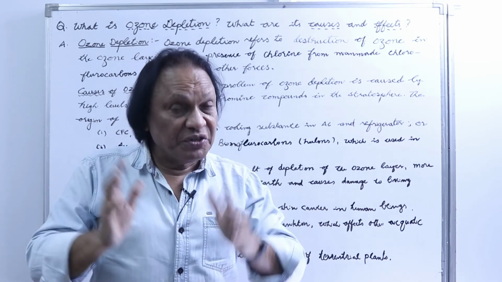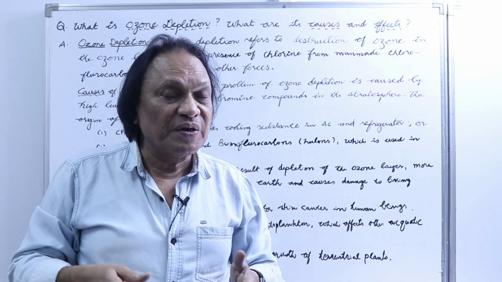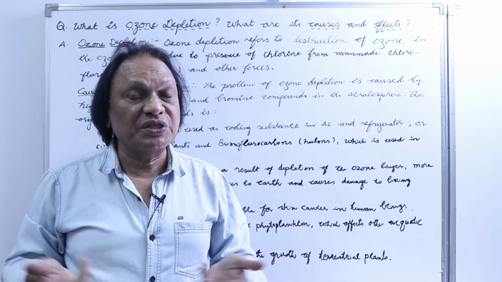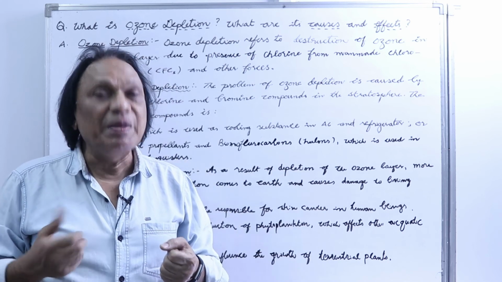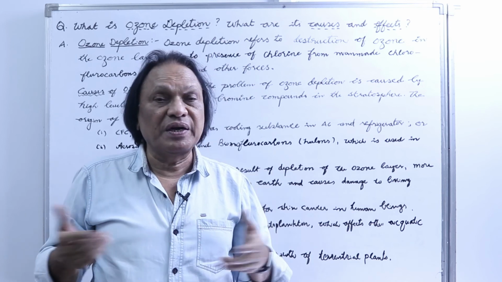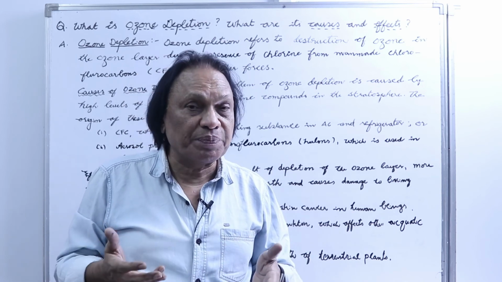So the moral of the story is that we should use these things like air conditioners, refrigerators and fire extinguishers within limits, right? Not excessive use of them, otherwise it will damage the ozone layer. That is called ozone depletion.